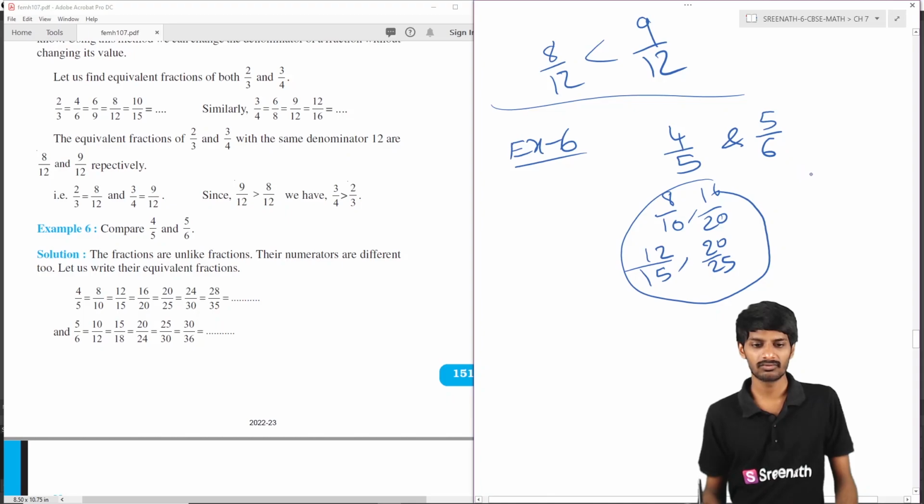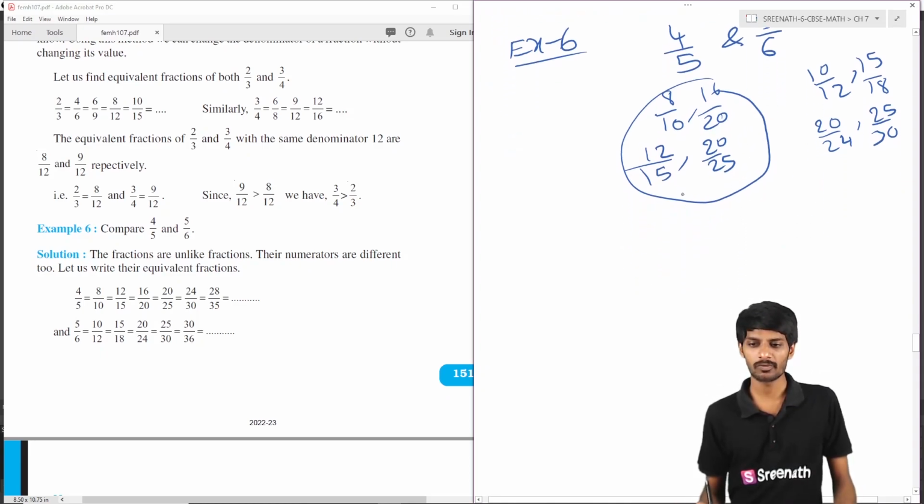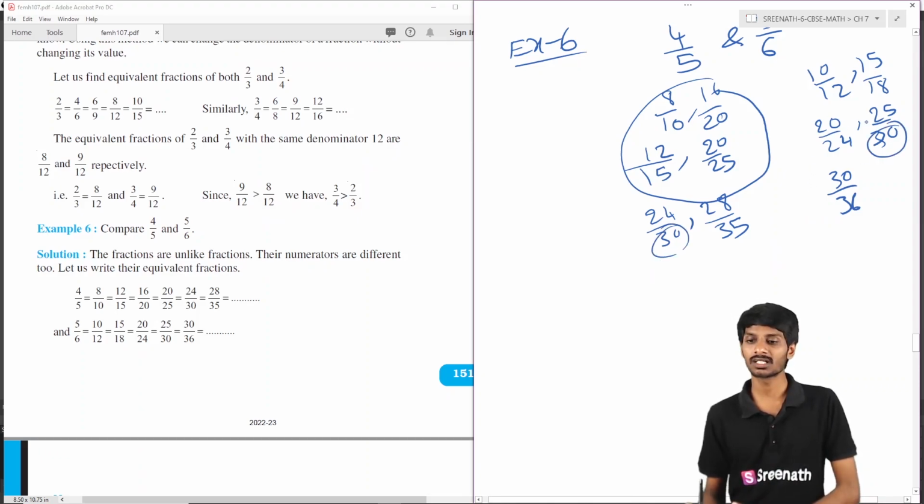For this one, if you write, 10 by 12, 15 by 18, 20 by 24, 25 by 30, like that. Is there any denominator the same? No. So we have to continue this process. Again 24 by 30, 28 by 35, like that. If you continue here, 30 by 36. So just stop, students. Here there is denominator 30, here also there is denominator 30. So these fractions are like fractions.